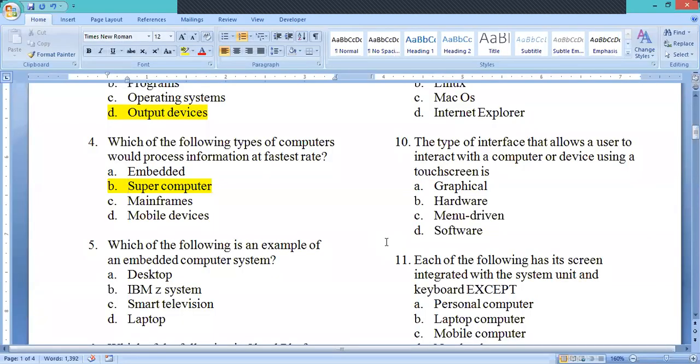Supercomputers are used in climate prediction, weather forecasting, pharmaceuticals, chemistry, stuff like that. Predicting weather.